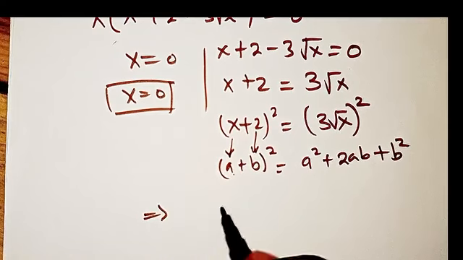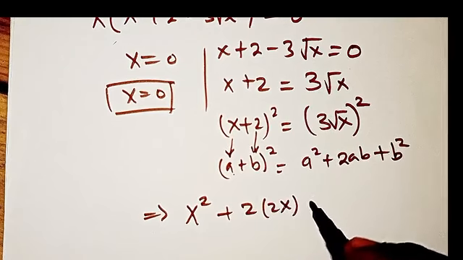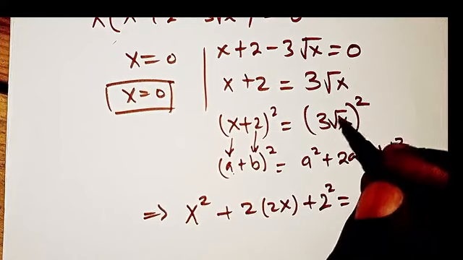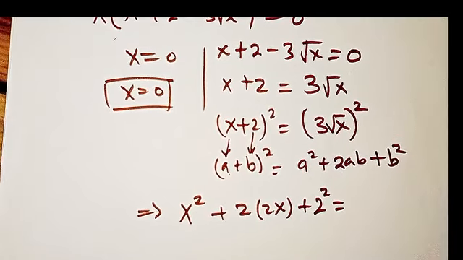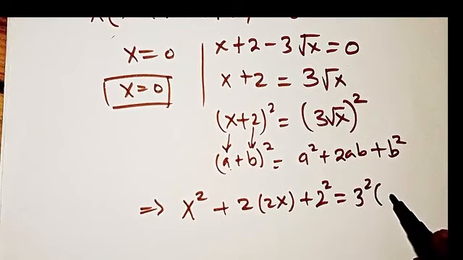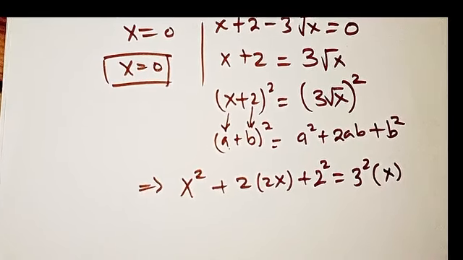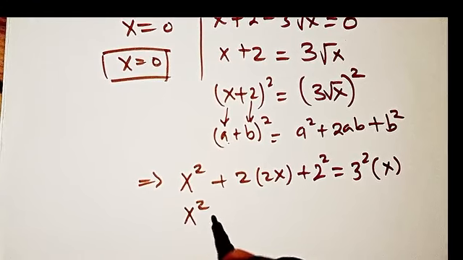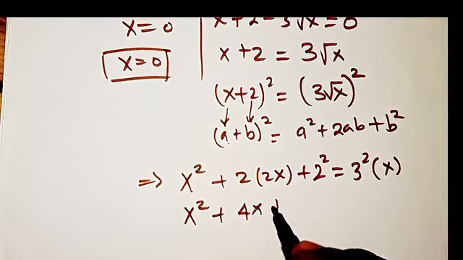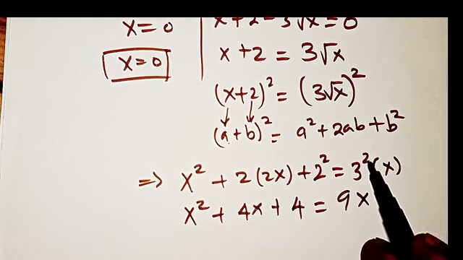So this is going to imply that we have x squared plus 2 times 2x, right, then plus 2 squared, which is equal to this root, this square will affect the 3. Okay, we're going to be having 3 squared and it will cancel out the root, so we're going to have x remain in the parentheses, right? So now from there, the next thing we're going to do, we have x squared plus 4x then plus 4 equals 9x, because 3 to the power 2 is 9.